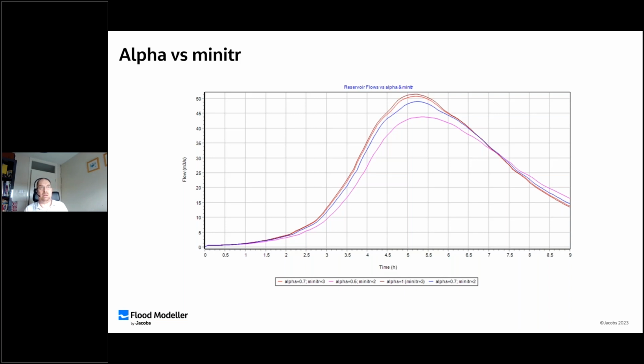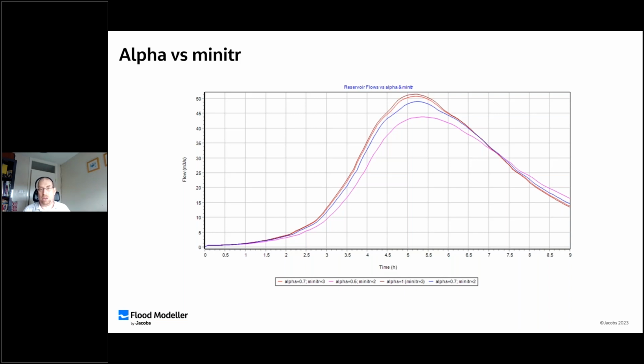It's a reservoir, like a volume balance model, so it's as close as you'll get to an exact solution in Flood Modeler. The top line, the reddy brown one, is the exact solution. The one at the bottom, in pink, is the alpha equals 0.5, minimum iterations equals 2 solution. If we simply increase alpha to 0.7 and keep the minimum number of iterations at 2, then we jump to the blue line, the third one down.